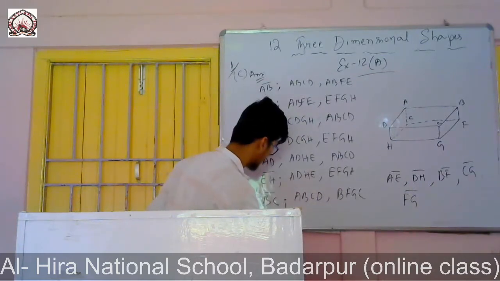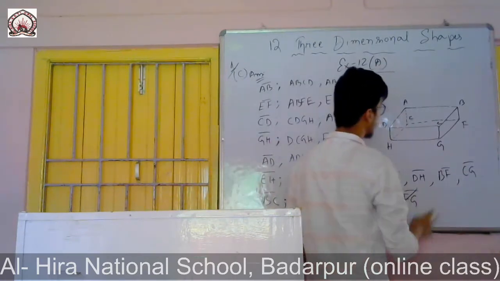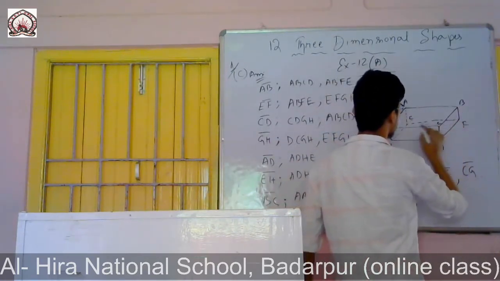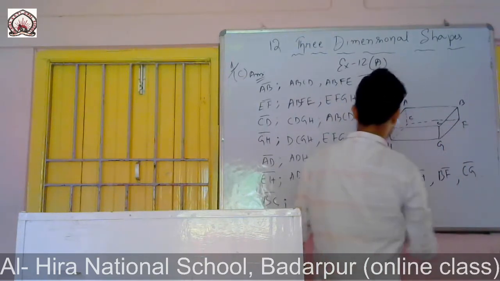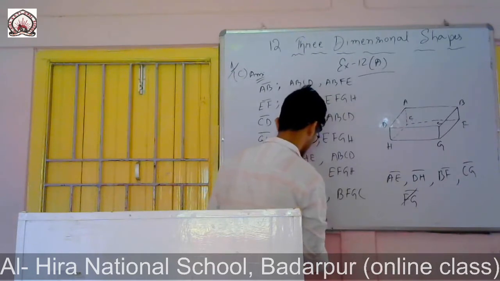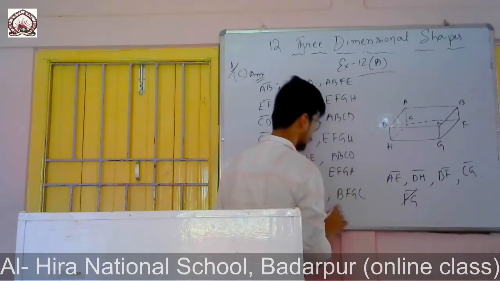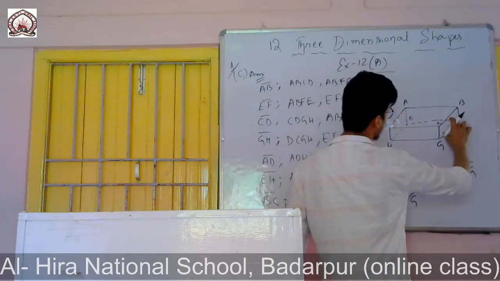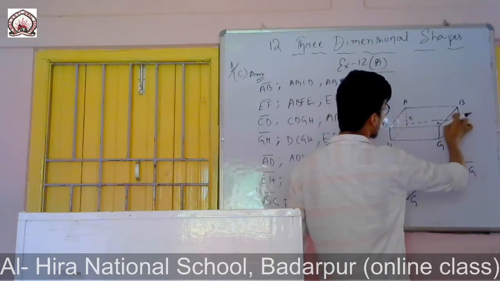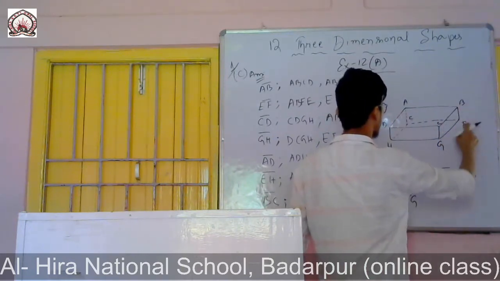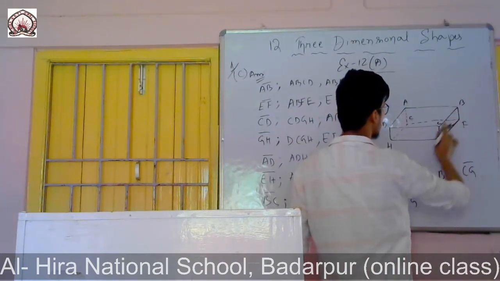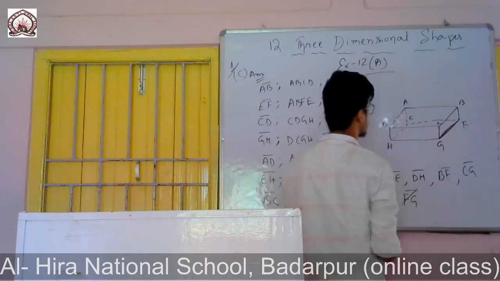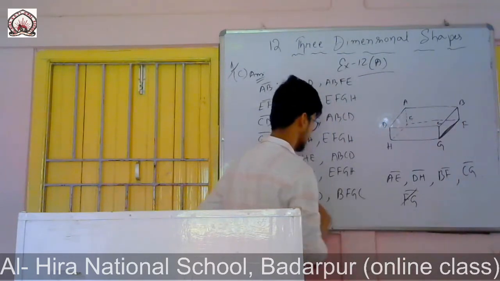Then comes FG. With FG, which two faces? This one, EFGH, and this side BFGC. We are finding for FG. So with this side, both of them are associated, EFGH and BFGC.